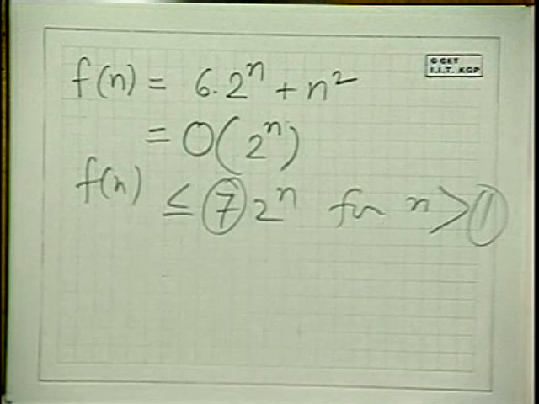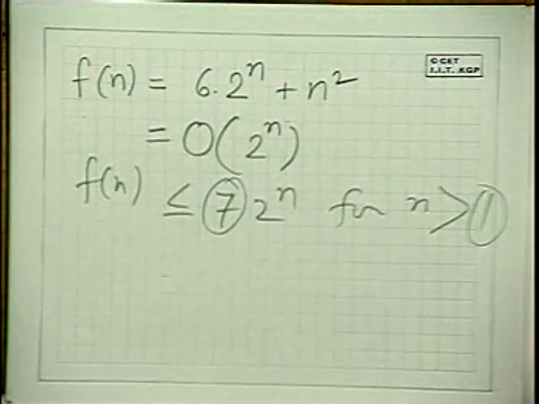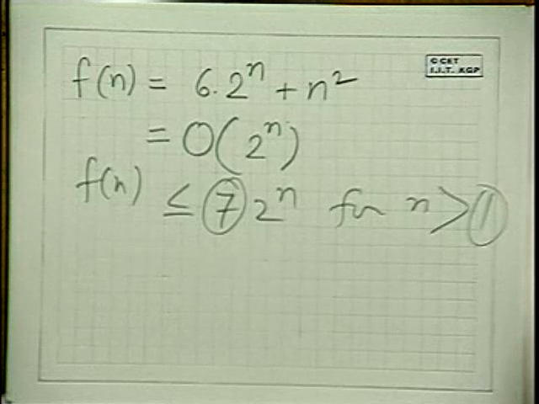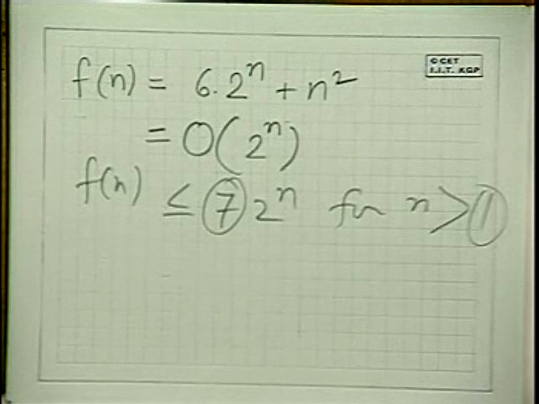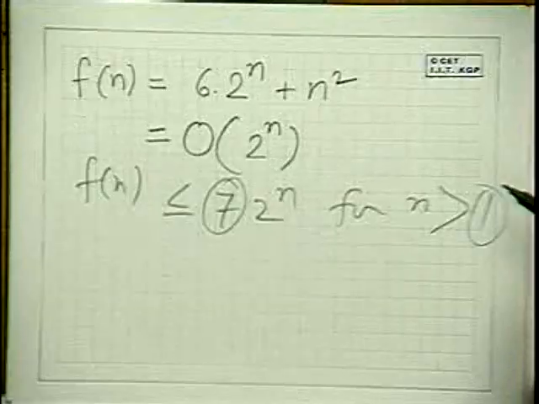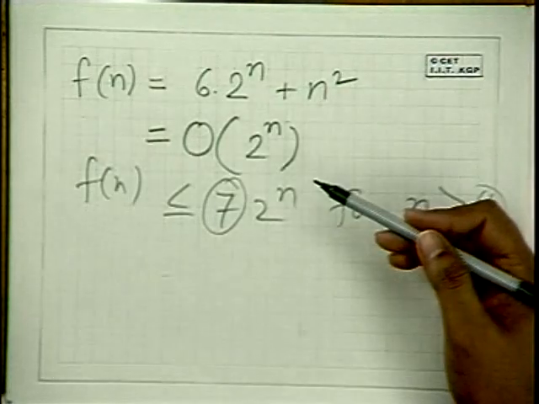Now, as he has asked the question already, what is the next question? The next question should be: is this order 2 to the power n the best thing? Can we make it lower? Because I already told you our ultimate goal should be to make it lower. But can we do it? Can we make it less than 2 to the power n? No, we cannot, because you cannot avoid 2 to the power n here. You cannot say this is order of n square.